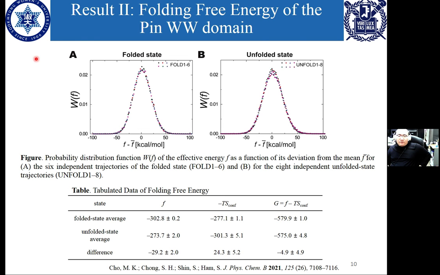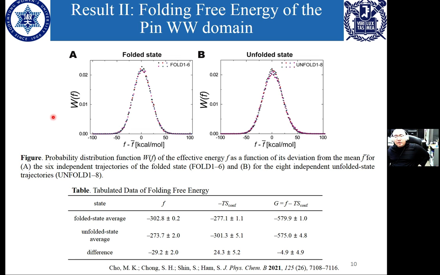Now we plotted the effective energy distribution to obtain the configurational entropy. The x-axis is the effective energy centered at the mean value. The y-axis is the probability. The closer the plot fits an ideal Gaussian, the better the estimation of configurational entropy will be. We see that the folded state trajectories are converged better.